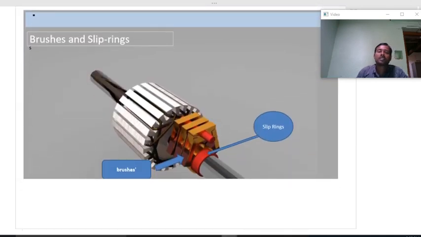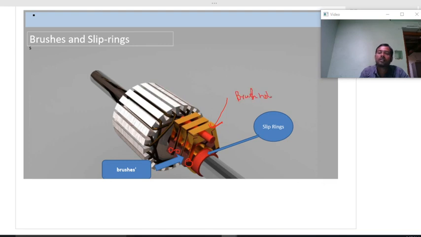So here you can see the slip rings and brushes. This is the slip ring. Slip rings are connected through the brushes. So 1, 2, 3 brushes will be available here, and this is some external clips which is used to place the brush. So we can call this also a brush holder.